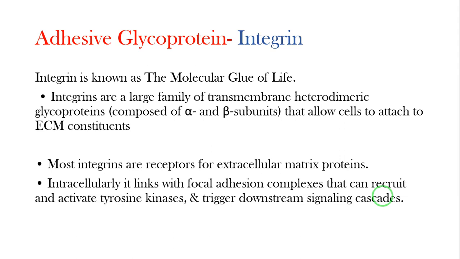Its position is as a transmembrane glycoprotein. Because it is found transmembrane, it allows the cell to attach to the extracellular matrix. Inside the cell, it can activate tyrosine kinase, and this will result in a signaling cascade being activated.